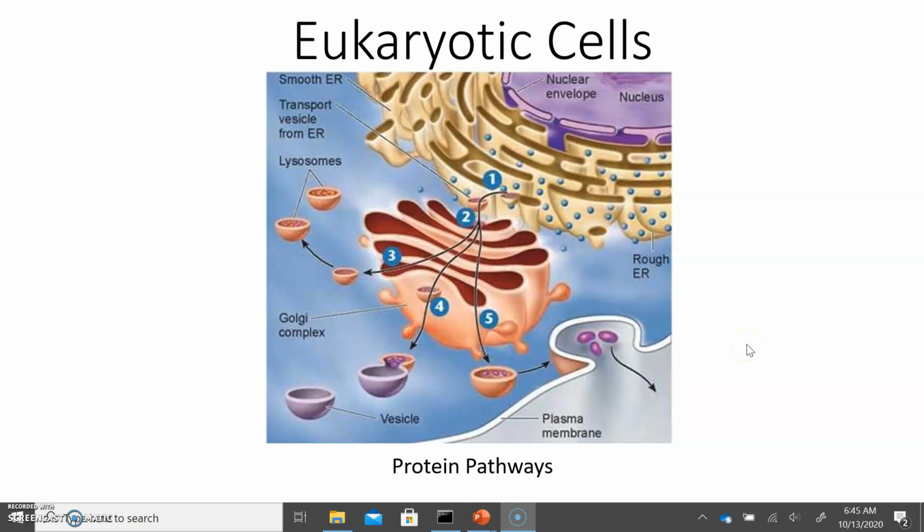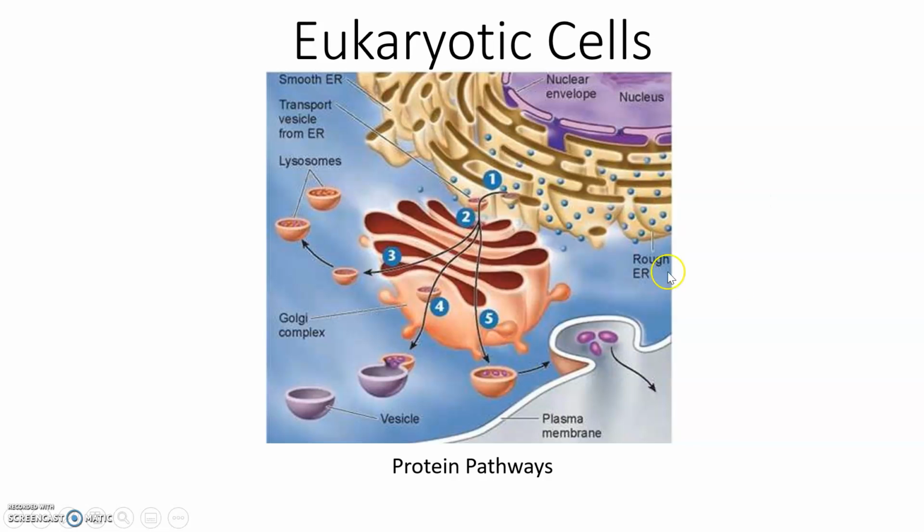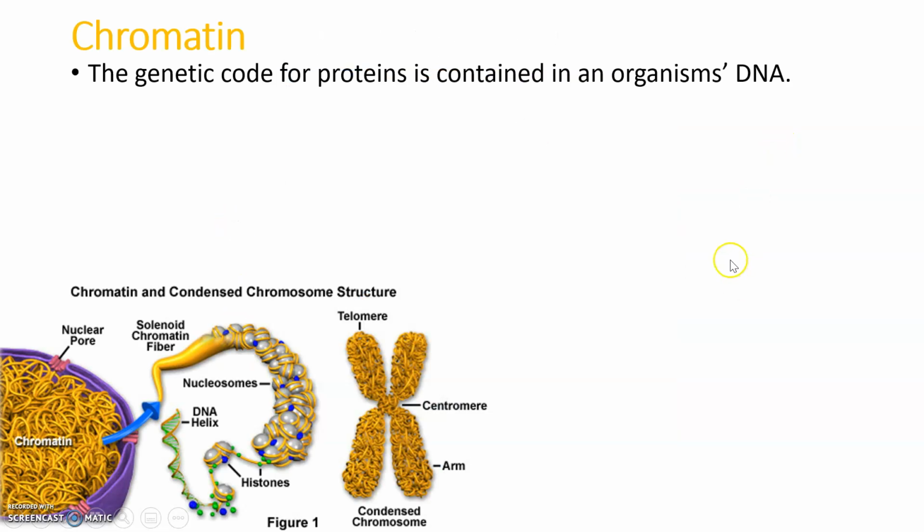Hey, welcome back. Today we are starting eukaryotic cells. Last couple of weeks, we've been looking at prokaryotic cells. So today we're starting eukaryotic cells, and we'll be looking specifically at protein pathways. So the pathway that proteins take from their instructions to their formation, to their sorting, and eventual exit from the cell, potentially. So we're looking at all the organelles involved in that process.